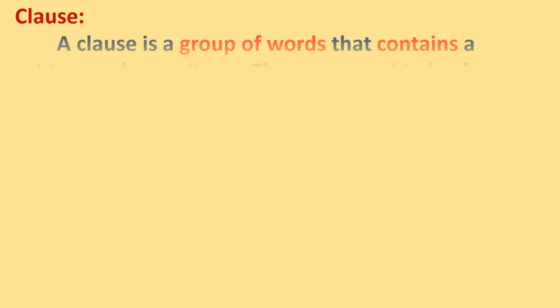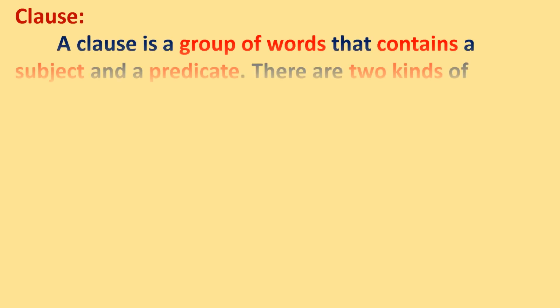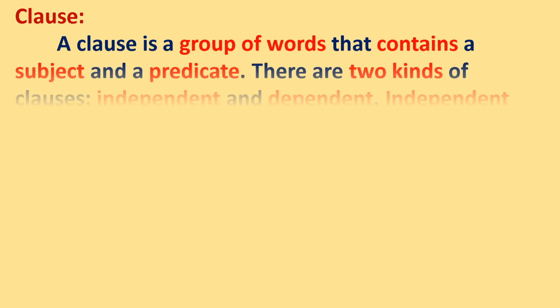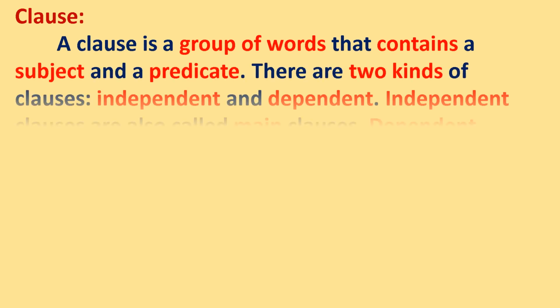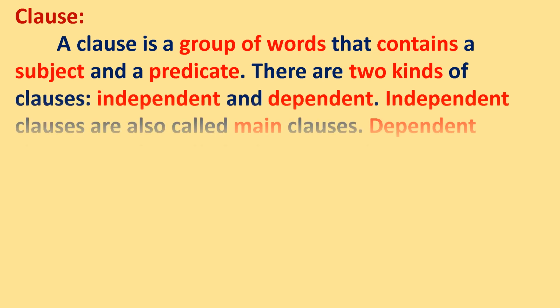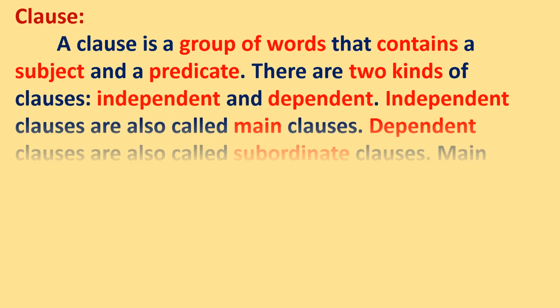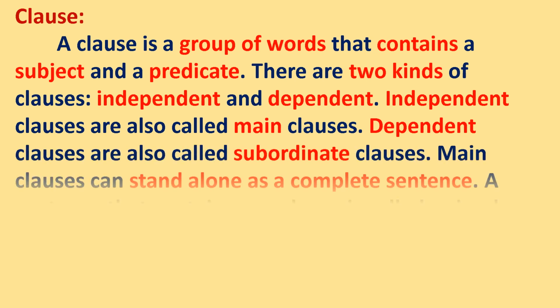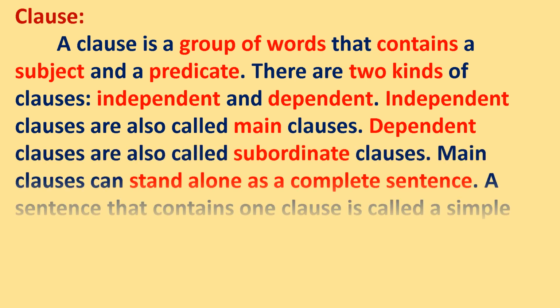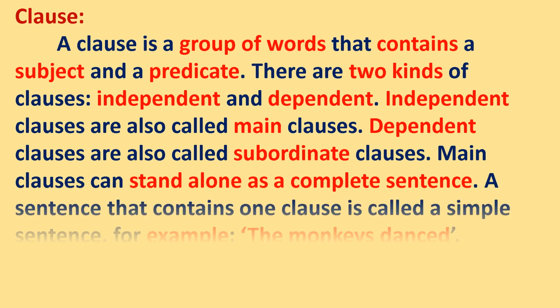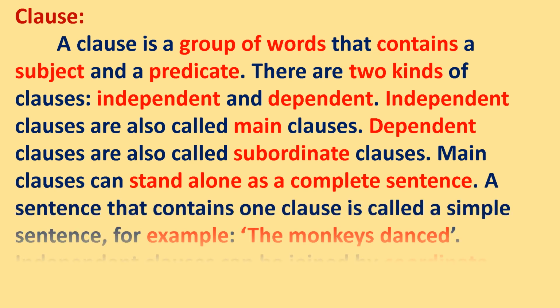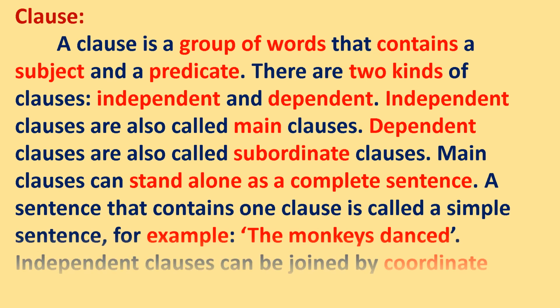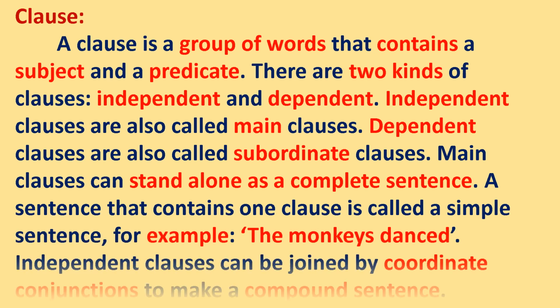Clause. A clause is a group of words that contains a subject and a predicate. There are two kinds of clauses, independent and dependent. Independent clauses are also called main clauses. Dependent clauses are also called subordinate clauses. Main clauses can stand alone as a complete sentence. A sentence that contains one clause is called a simple sentence. For example, the monkeys danced.